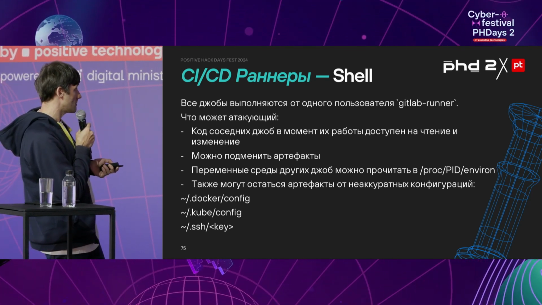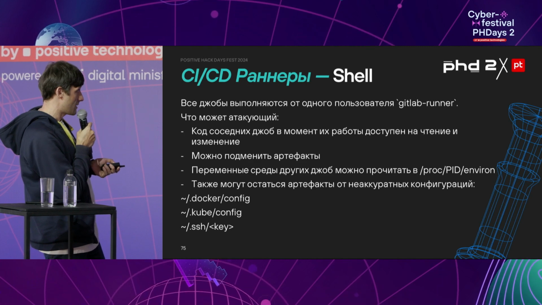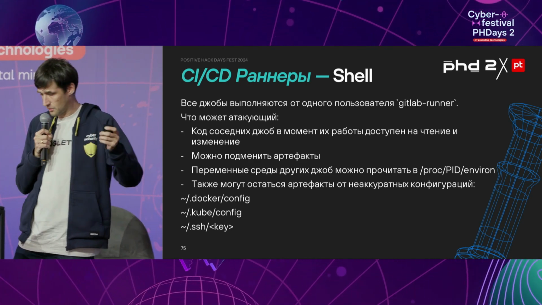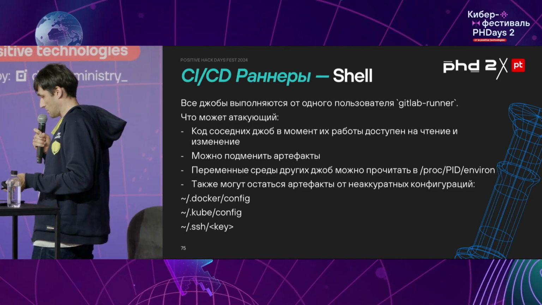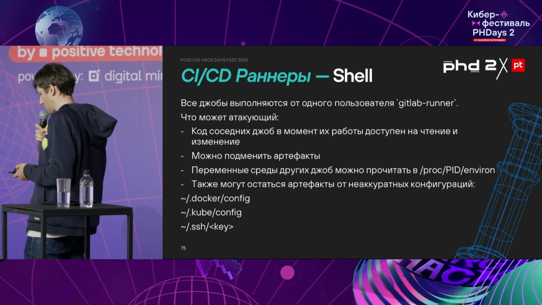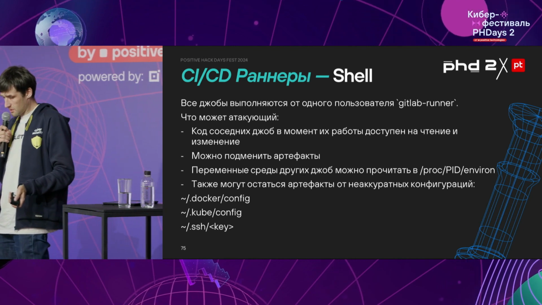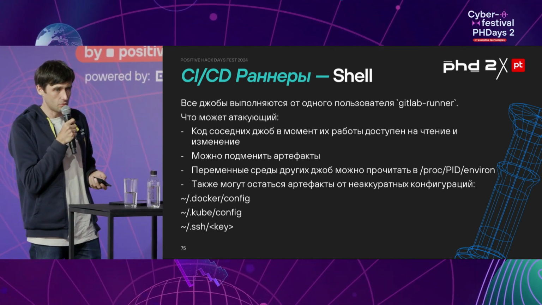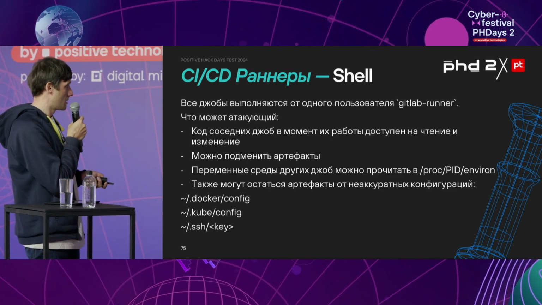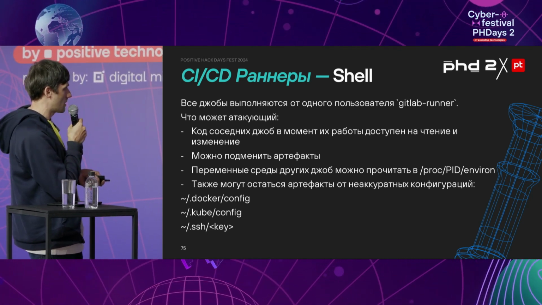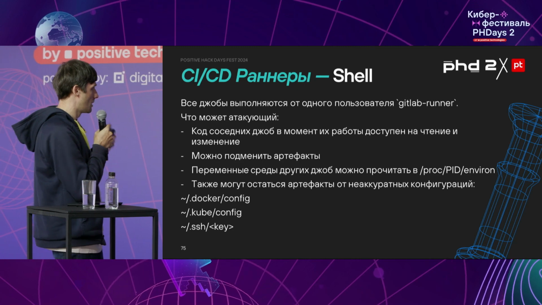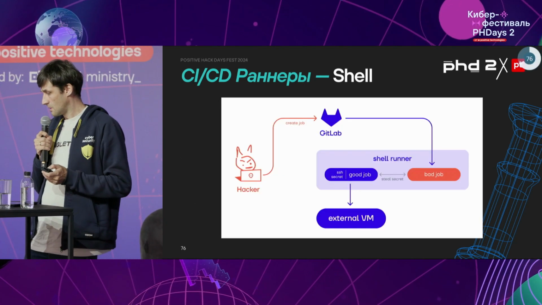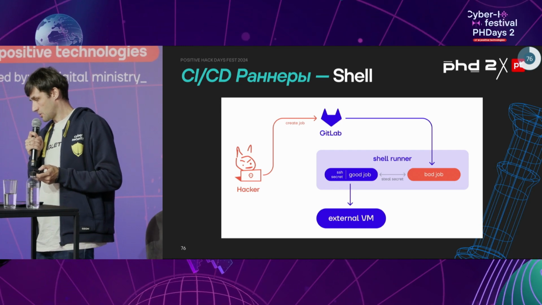Artifacts can also be in the files, since all the jobs are performed on one virtual machine or one server, and if they have some traces left somewhere, they will be there until deleted by somebody else. It can be the configs of Docker, Kuber, SSH keys, and so on. And you have credentials there, naturally.